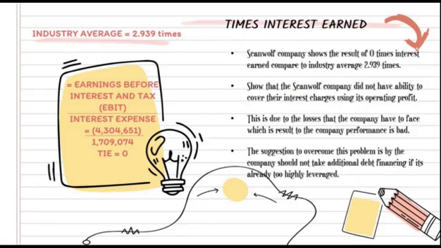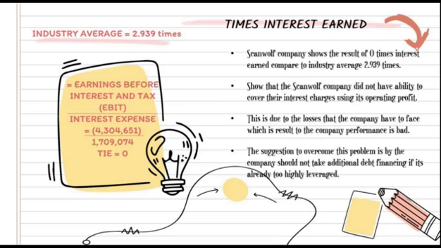Okay, now we move to times interest earned, where Scanwolf company shows the result of 0 times interest earned compared to the industry average of 2.939 times. This ratio shows how much earnings are available to finance their interest expenses.